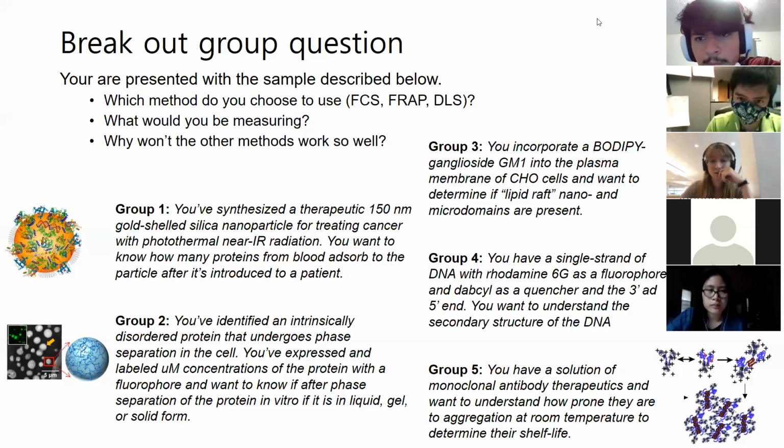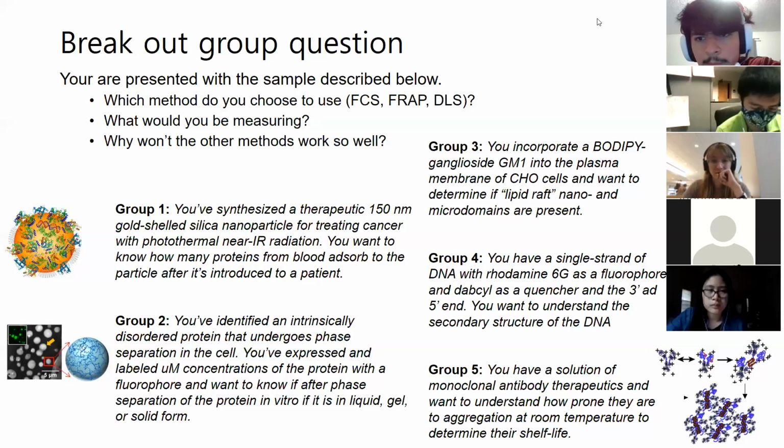FRAP just doesn't have the spatial resolution. But even super resolved FCS, tens of nanometers you can do, but not angstroms to look at the secondary structure of DNA. So we just kind of looked around in literature and saw what people were using, and it seemed like of those three, FCS was used the most often, but still used very rarely. Yeah, honestly not too sure on which one.